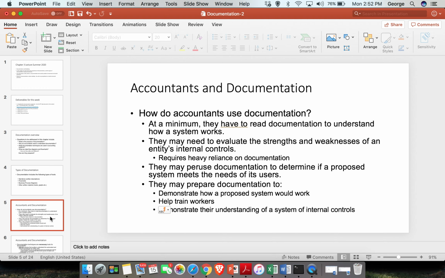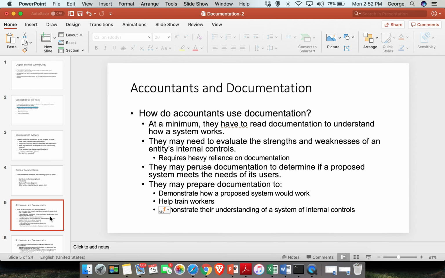Accountants, so how do they use documentation? At a minimum, if they're an auditor, they're required to be able to read documentation, understand how a system works, and to do their job, they need to do the same. If you're an internal or external auditor, you need to evaluate the strengths and weaknesses of internal control. A flowchart is a very good way to do that, particularly a document flowchart. It's a very good way to learn about the strengths and weaknesses of a control and to help maybe determine what new control processes need to be put in place.